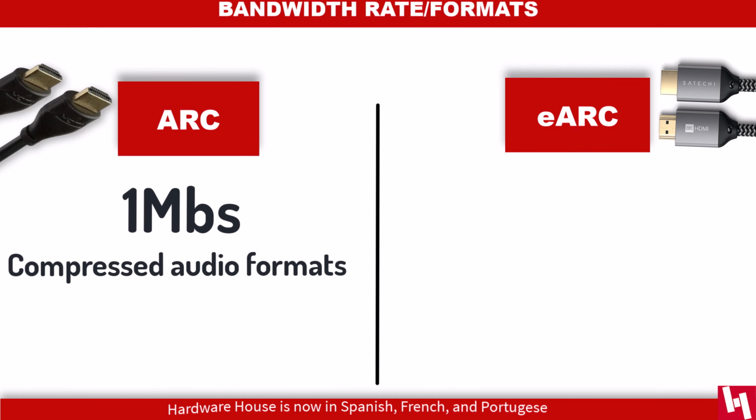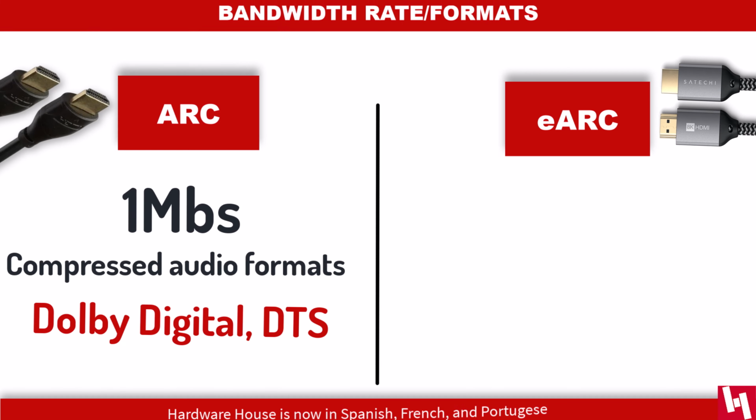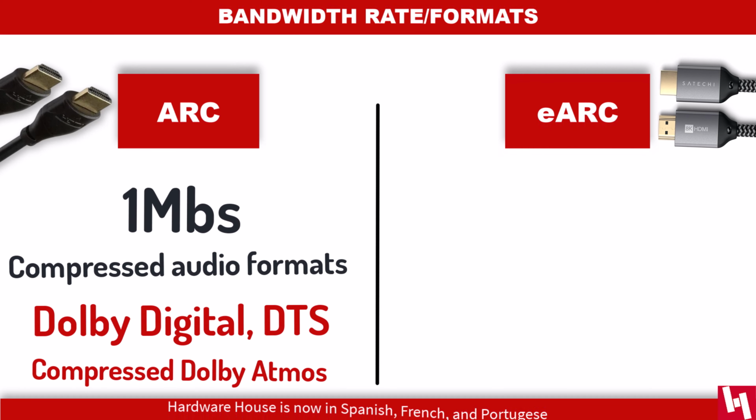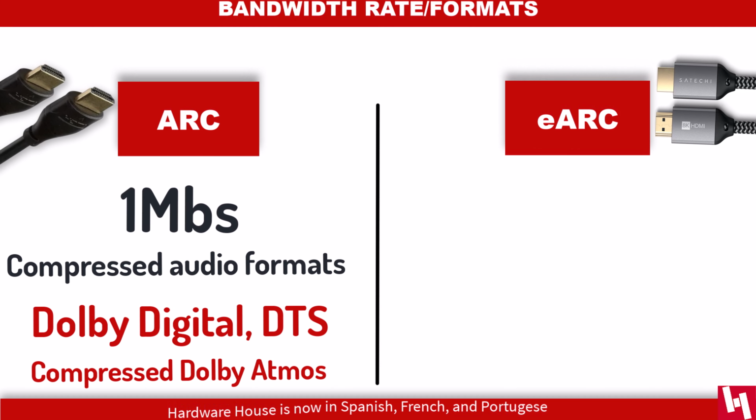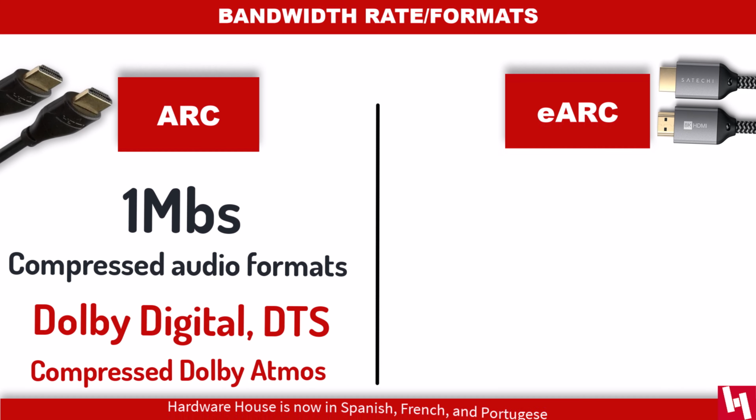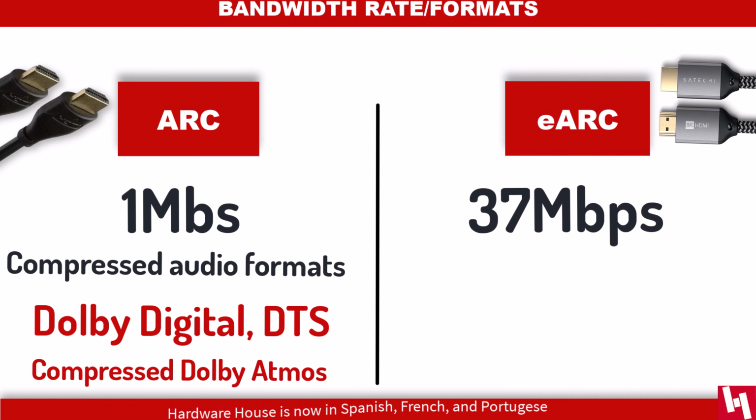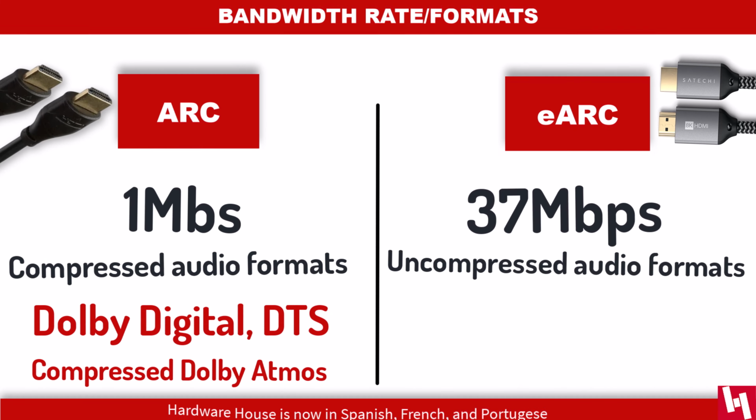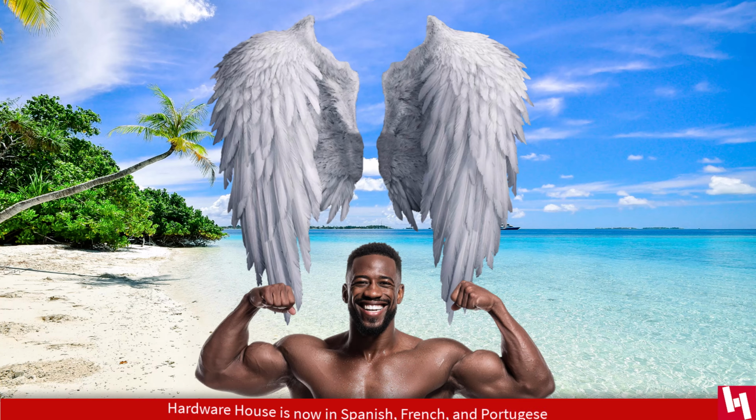Compressed format includes 2D surround sounds like Dolby Digital and DTS, including a compressed, limited, and inferior version of Dolby Atmos. In other words, you can enjoy a 2D level surround effect using ARC, similar to what you get playing over Bluetooth. eARC, on the other hand, has a bandwidth rate of 37 megabytes per second, which, by the way, is insane and supports lossless and uncompressed audio formats, which can be compared to getting the raw file of a Photoshop image where every element in the picture can be adjusted and played around with.